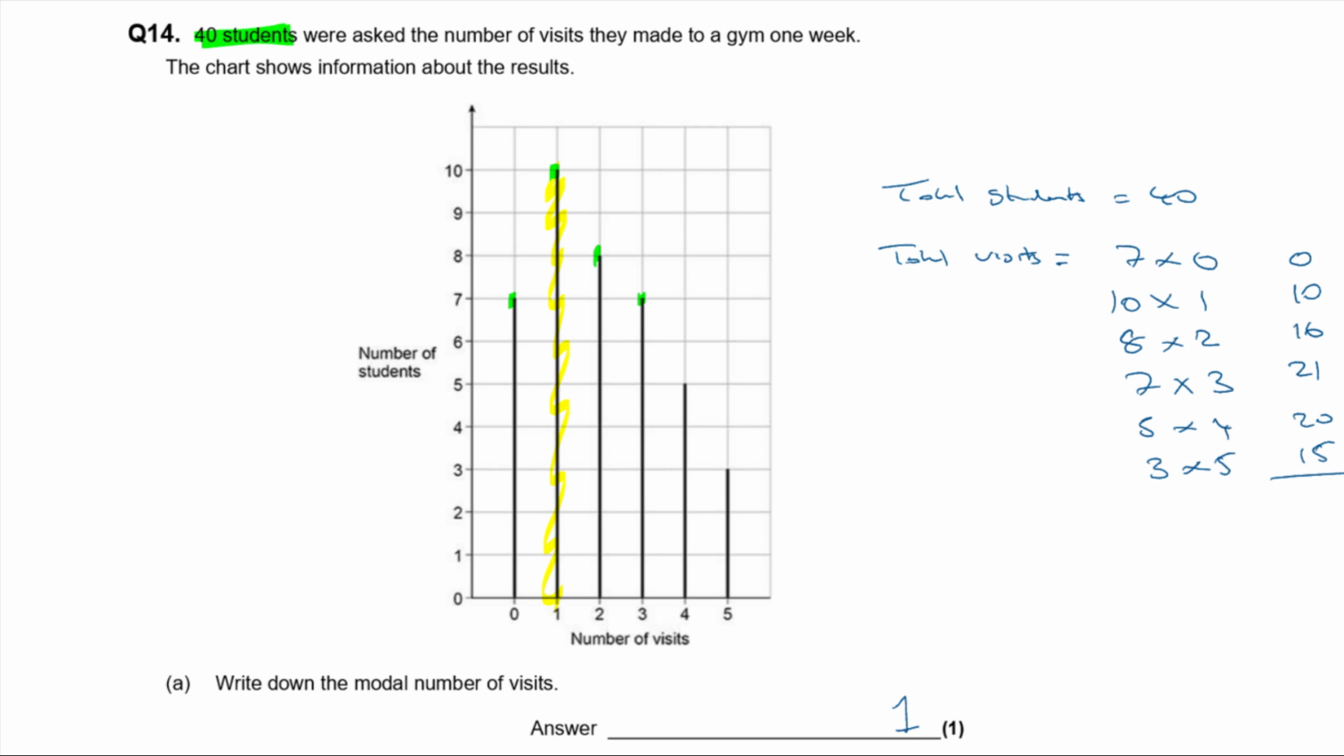Now, adding all those up, just going to do that on my calculator quickly. So 10 plus 16 plus 21 plus 20 plus 15. Now that comes to 82. Okay, so that means there were 82 visits altogether by the students, and there were 40 students. So then the mean number of visits is going to be the 82 visits divided by the 40 students. So dividing that by 40, you can see that comes out to be 2.05 as a decimal.